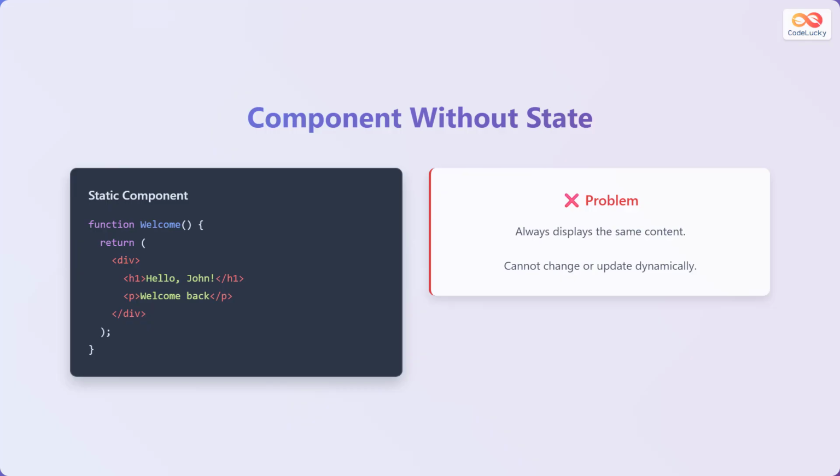Here is an example of a React component that does not use state. We have a function named Welcome. It returns a simple div containing a heading 1 element that says, "Hello, John," and a paragraph element saying, "Welcome back." The problem with this component is that it always displays the same content and cannot change or update dynamically. It is a static component.